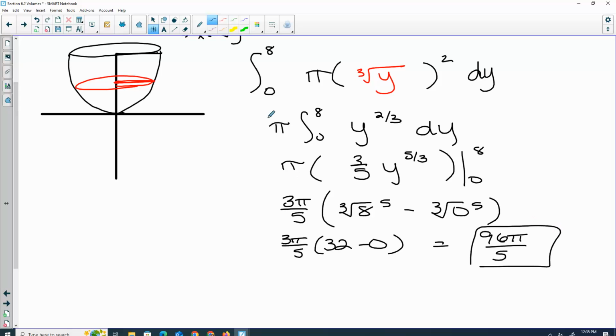So the variable can be x or y. But this one, it wouldn't have been as easy to do it in terms of x. So that's why we set it up with our y's, because we were rotating around the y.